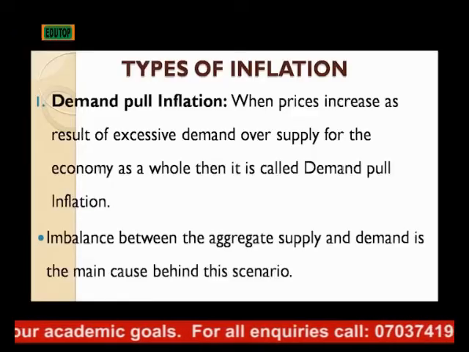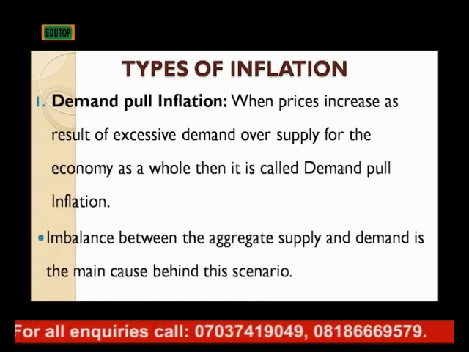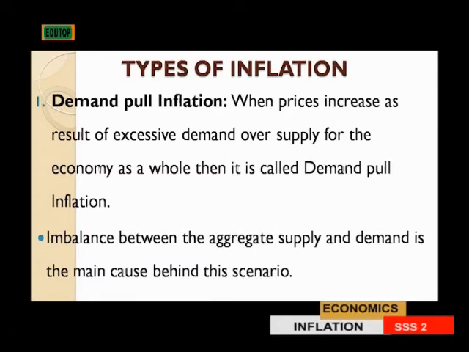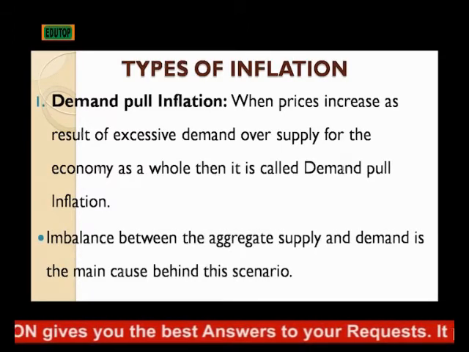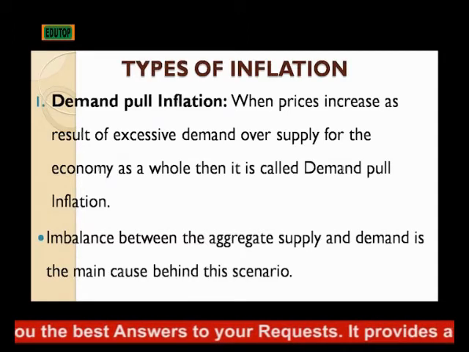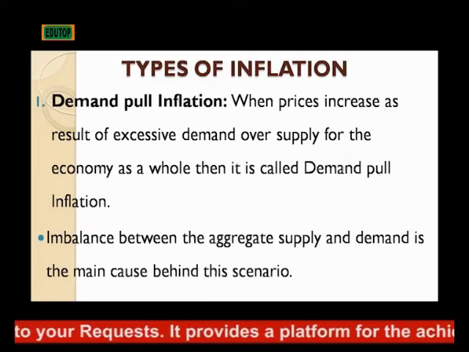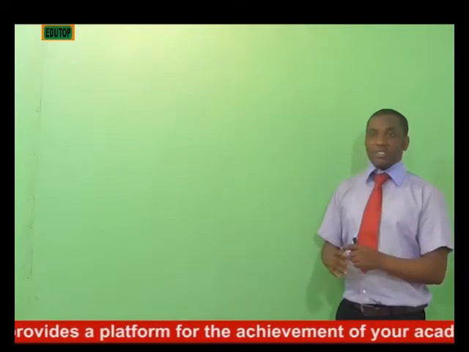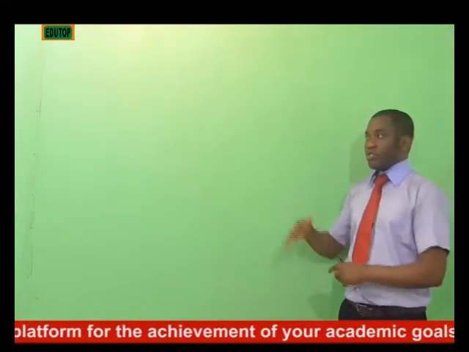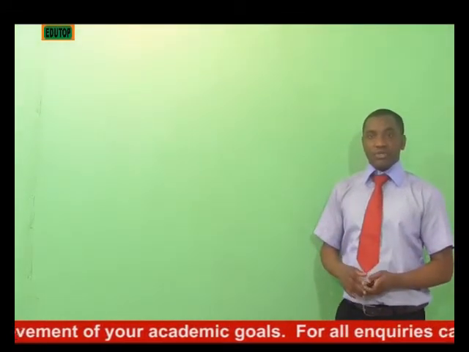One, we have demand pull inflation. Demand pull inflation arises when prices increase as a result of excessive demand over supply for the economy as a whole. The imbalance between the aggregate supply and demand is the main cause behind the scenario. That is, when the demand for goods and services is so high compared to the supply, that is when there will be demand pull inflation.